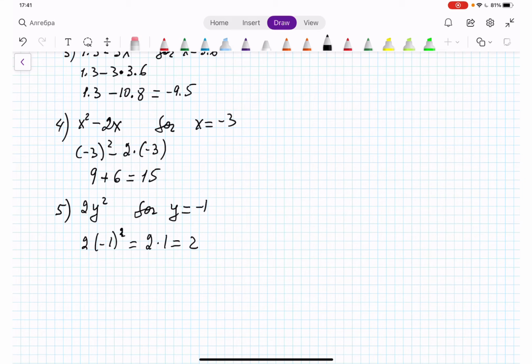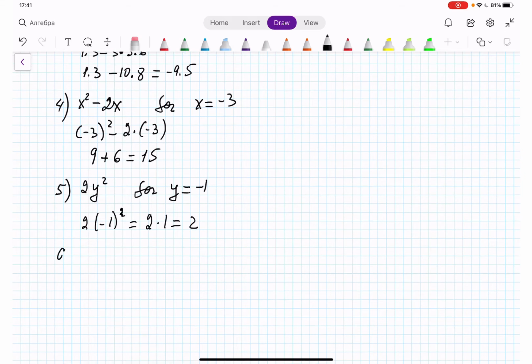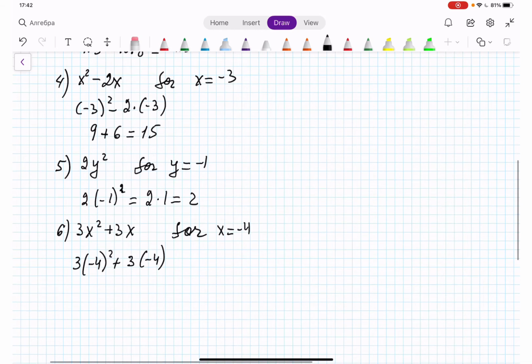Number 6, evaluate 3x squared plus 3x for x equal negative 4. Okay, 3 times negative 4 squared plus 3 times negative 4. It's going to be equal 3 times 16, right? And minus 12. So 48 minus 12 is 36.